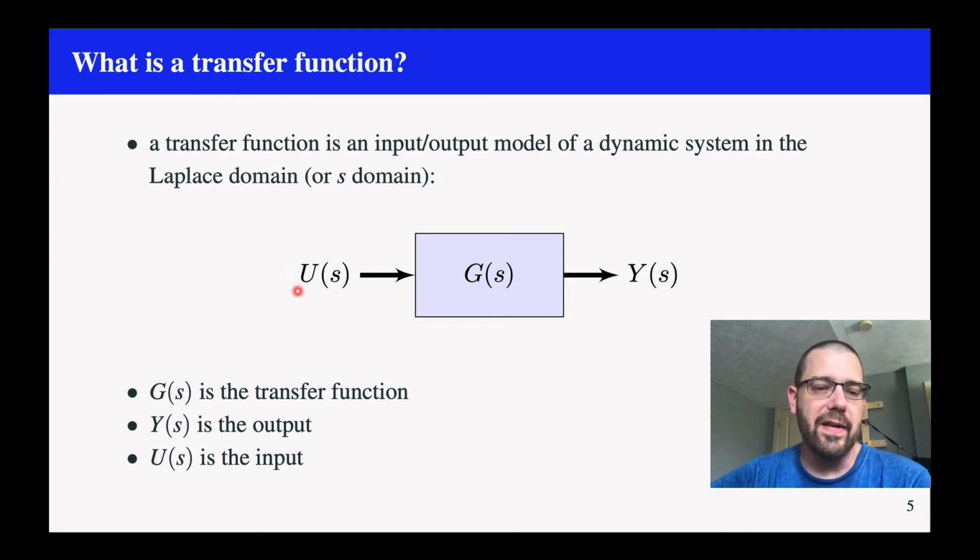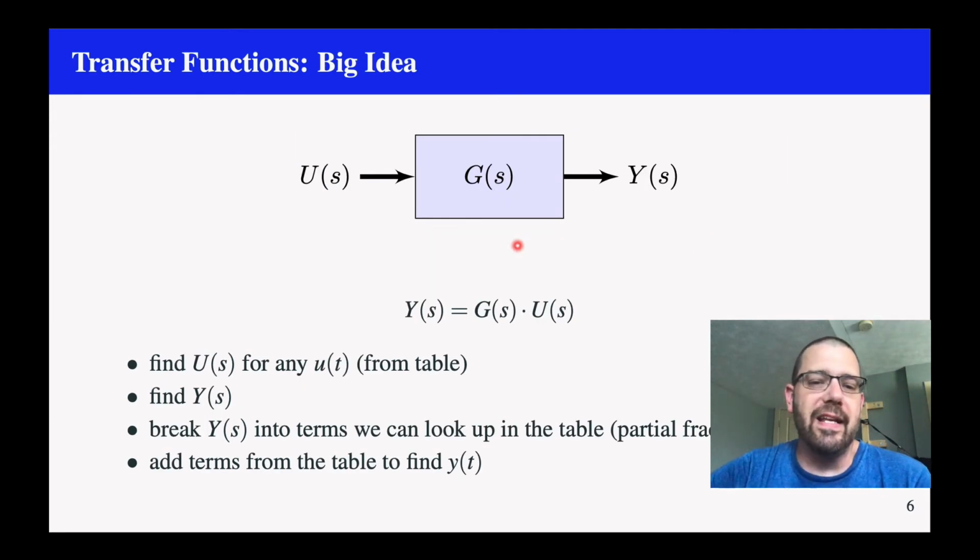I can find U of S by looking up u of t in a table, and then when I'm ready to find y of t, I break up Y of S and look those components up in a table. The table helps me move back and forth between the time domain and the S or Laplace domain. So the big idea is if I know the transfer function of my system, I can find the Laplace transform of my input, and when I multiply those together, I find my output in the Laplace domain. So Y of S is just G of S times U of S.